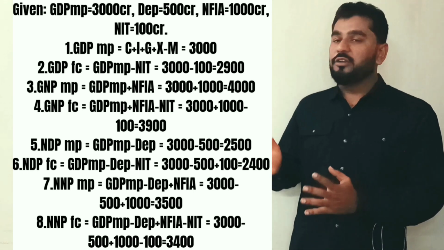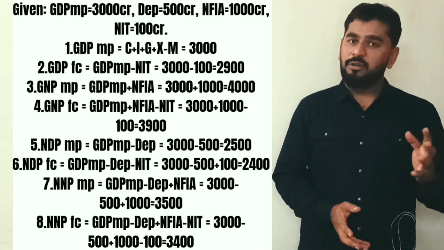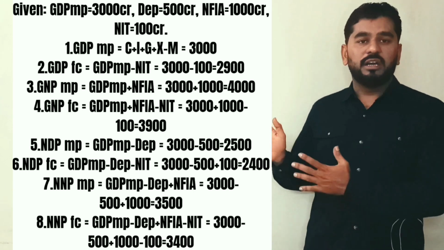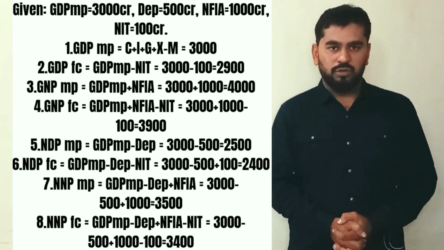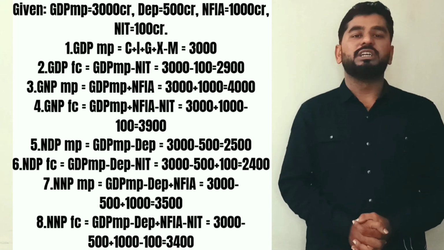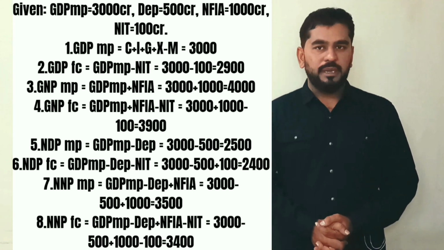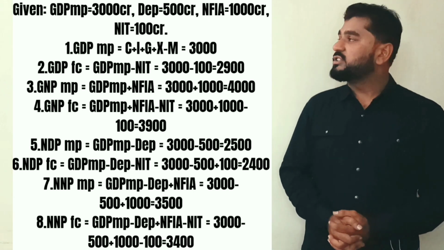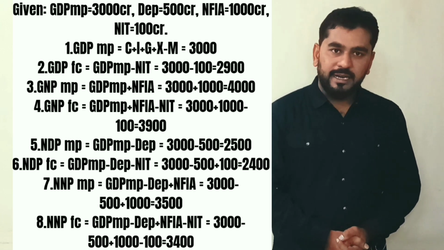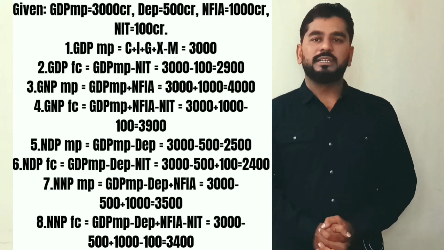We all know that the first aggregate, which you can see clearly on the screen, is GDP-MP. The formula to find GDP-MP is C plus I plus G plus X minus M, which is already given as 3000 crores. So we got the first answer as 3000 crores. Let us move to the second aggregate, GDP-FC. You can see the formula on the screen. The GDP-FC formula is GDP-MP minus net indirect taxes. So take GDP-MP 3000 as it is. In the question, the value of net indirect tax is 100 crores. So 3000 minus 100, you get the answer 2900 crores.